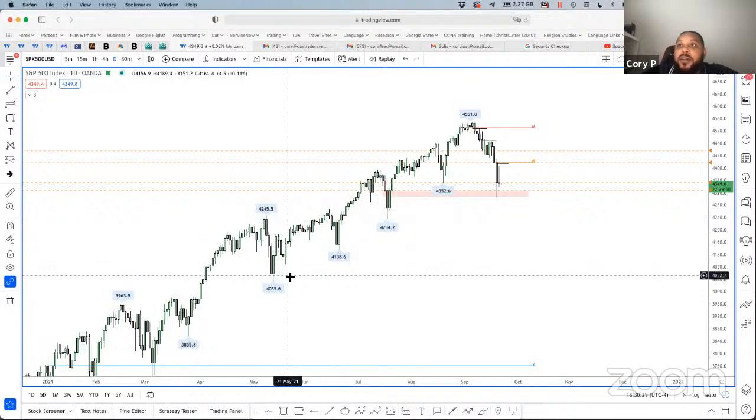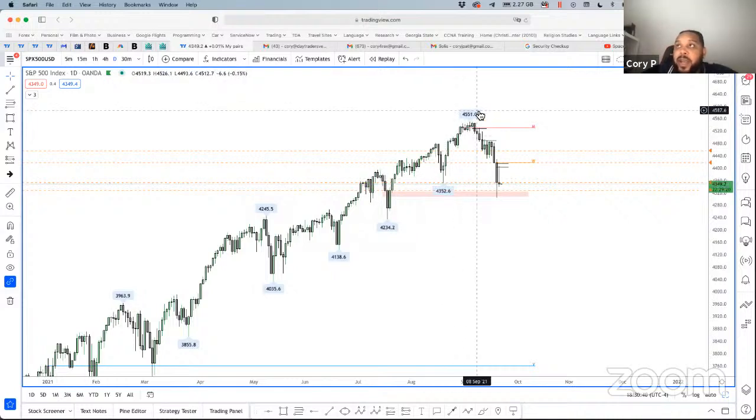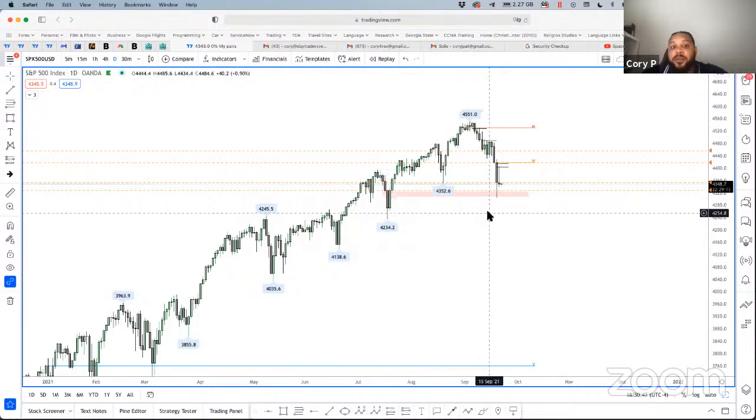And as long as it didn't close below this wick, I'm good. As long as it didn't close below this wick, I was good, right? And just let it go, because at that point, I already know I'm entering at a high probability area.